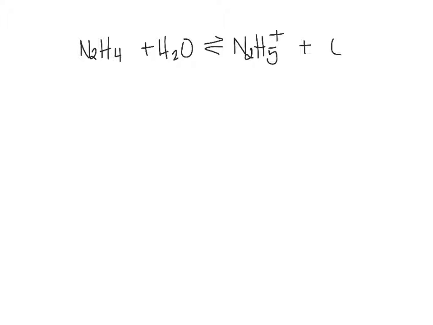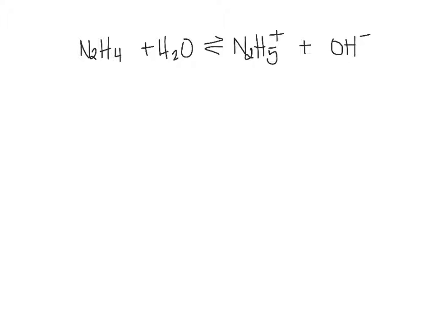So hydrazine, N2H4, plus H2O. It's a weak base, so it accepts an H+, so it's always going to be the same formula, except one more H and a plus charge. Because the water lost an H+, you're left with OH minus.